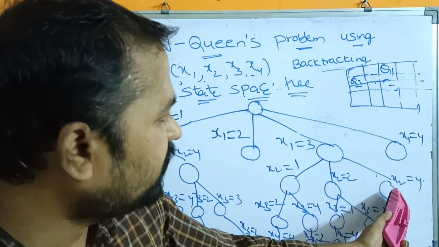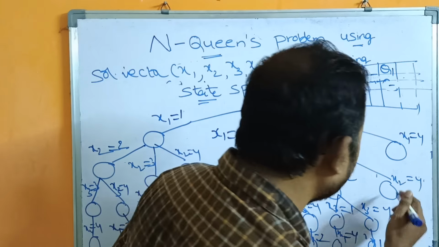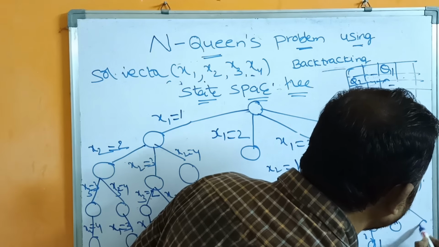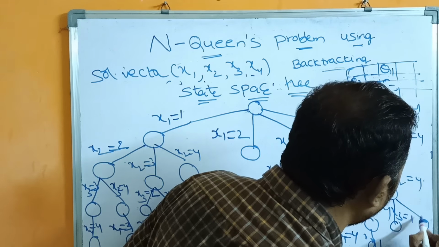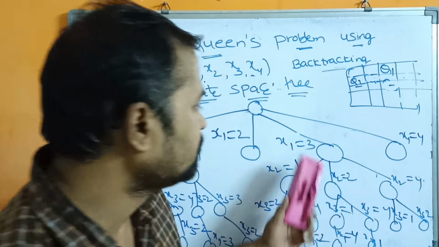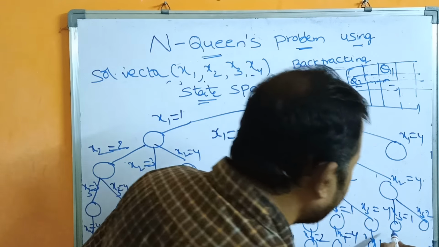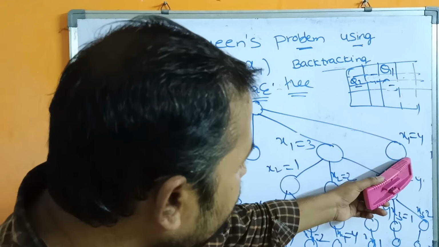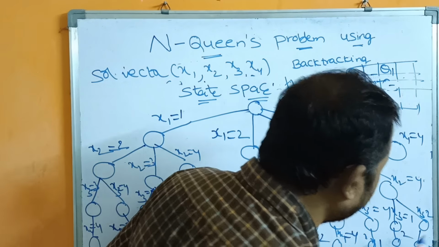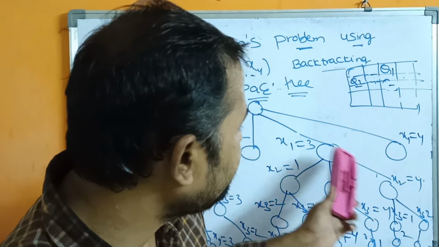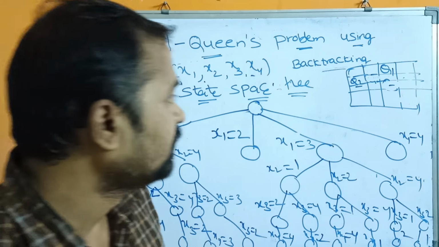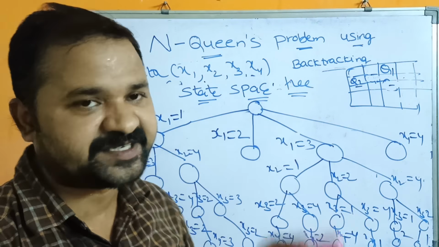So likewise, we can draw for x2 is equal to 4 also. So 4 means here 3 is over, 4 is over. So what is x3? x3 can be either 1 or 2. Next, what are x4 values? 3 is over, 4 is over, 1 is over. So 2. Here, what is x4 value? 3 is over, 4 is over, 2 is over. So 1. Okay. So in this way we can draw the state space tree.